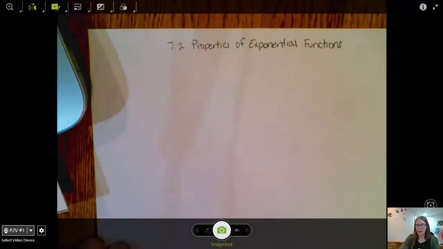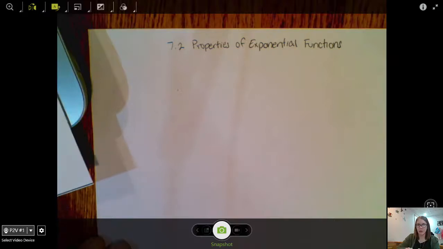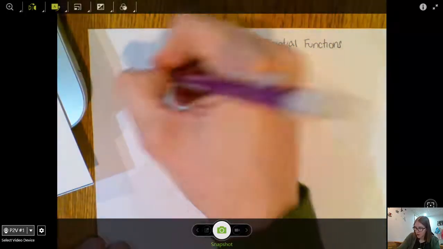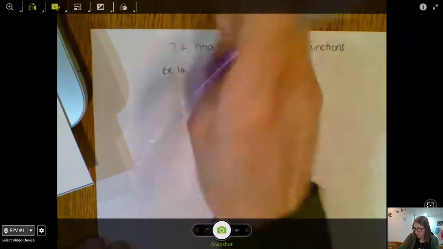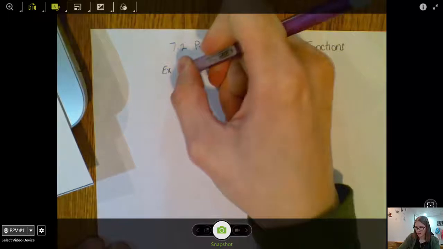Section 2 is actually pretty similar to Section 1. Again, in Section 2, we're going to revisit the idea of what an exponential function looks like, what its graph looks like, and also some of our transformations. So our first example here, I'll probably just do one example of this.